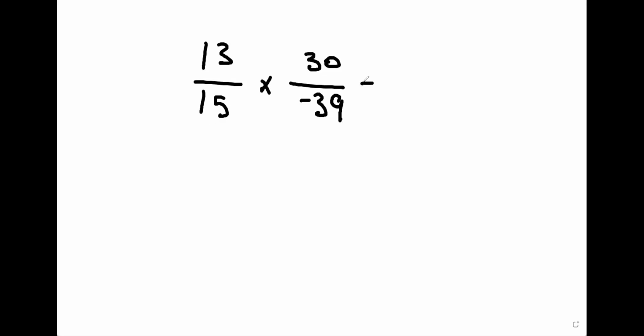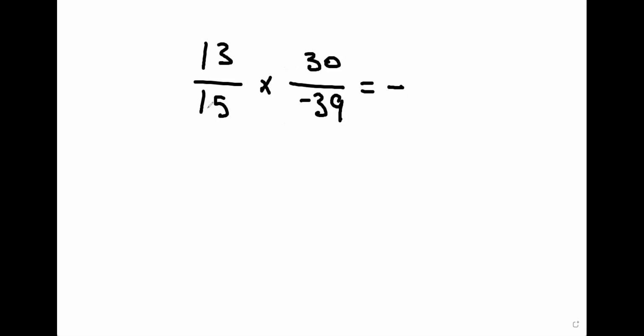So here's a question now. Just because I have one negative sign in the whole question while multiplying, the answer is going to be negative. So if you have an odd number of negatives when you're multiplying, then the answer should be negative. If we have an even number of negatives, the answer should be positive.